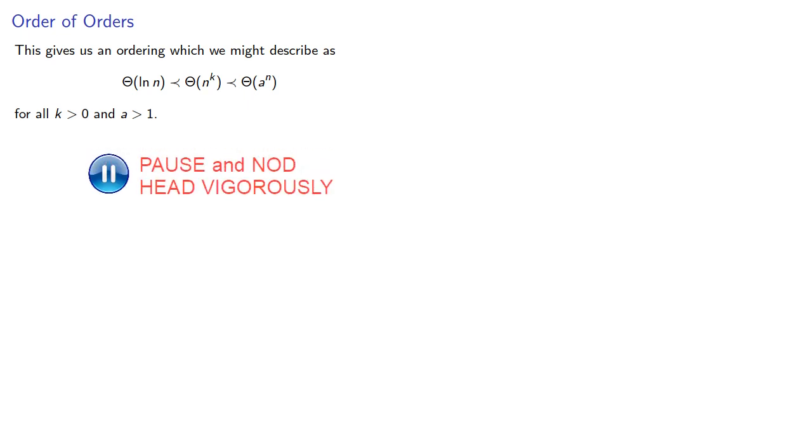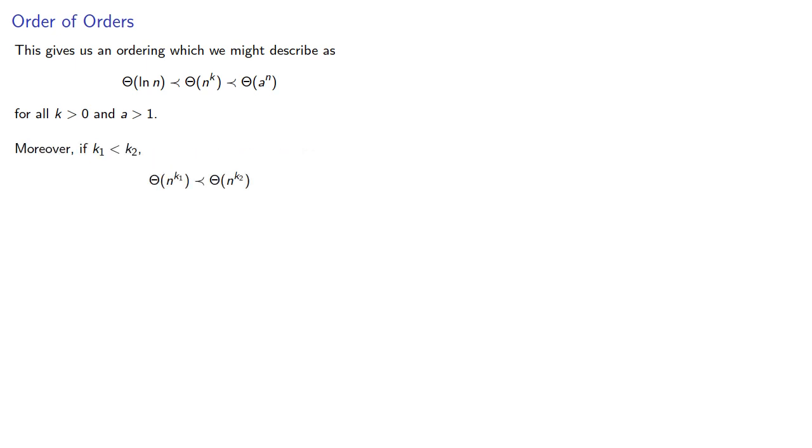This gives us an ordering which we might describe as the order of log n is less than the order of n to the k, which is less than the order of a to the n, for all k greater than 0 and a greater than 1. Moreover, if k1 is less than k2, then the order of n to the k1 is less than the order of n to the k2, and the order of n to the k is less than the order of n to the k1 log n, which is less than the order of n to any greater k. Finally, the order of exponential functions is going to be determined by the order of their bases.